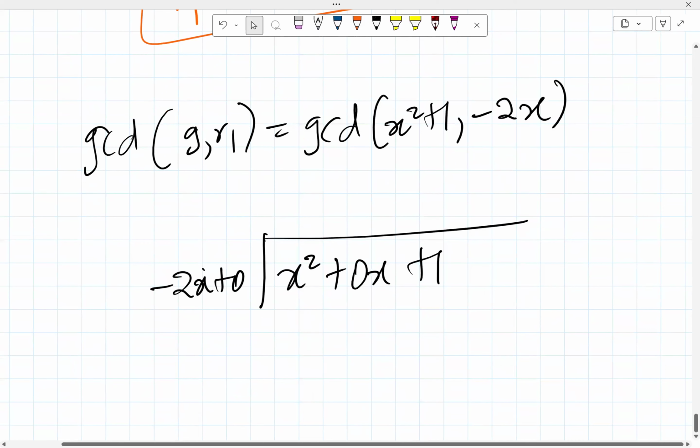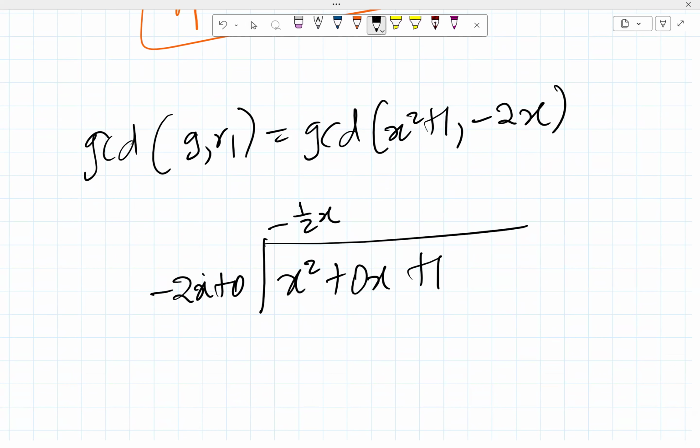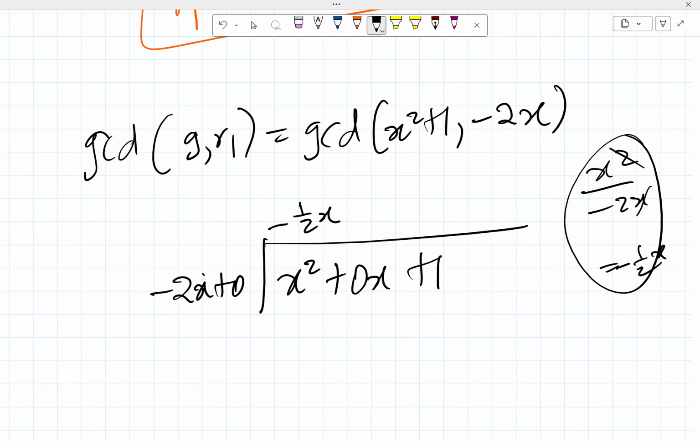So we go again. x squared divided by minus 2x, that's minus half x. Does that make sense to you? You have x squared all over minus 2x. x cancels one of these. So you have minus half x. Very important. So minus half x times minus 2x, that will be x squared, right? Because minus half times 2 is 1. x times x is x squared.